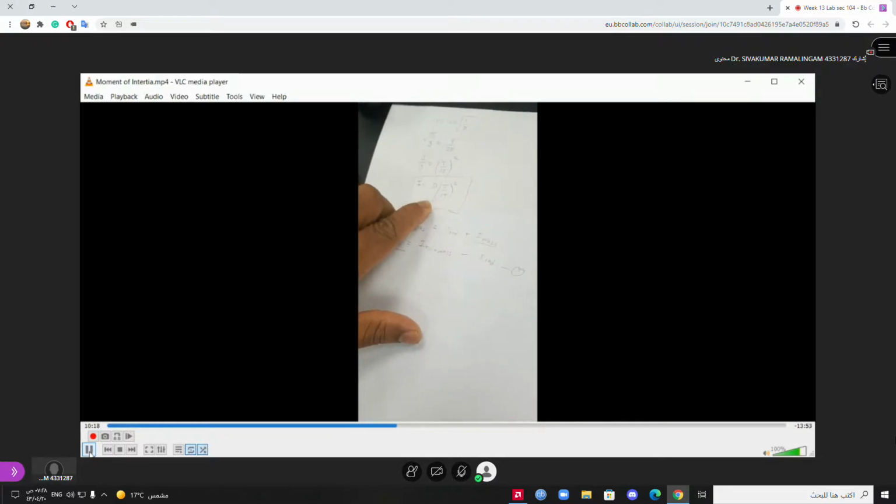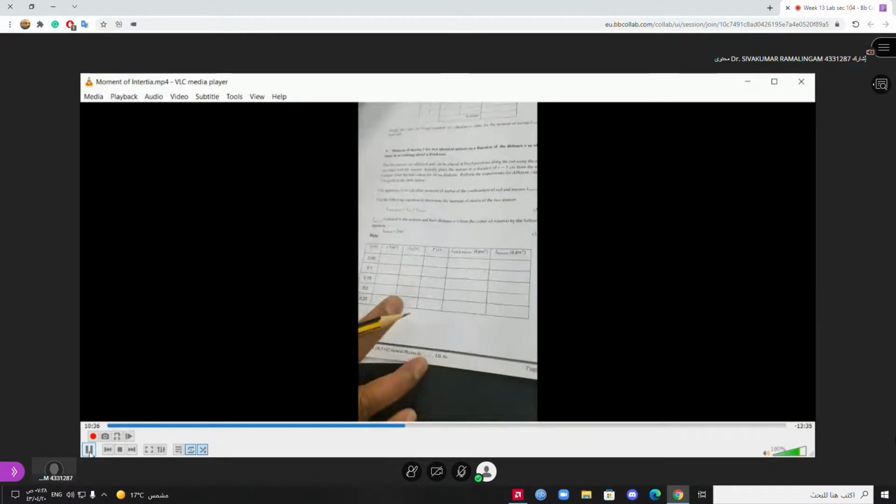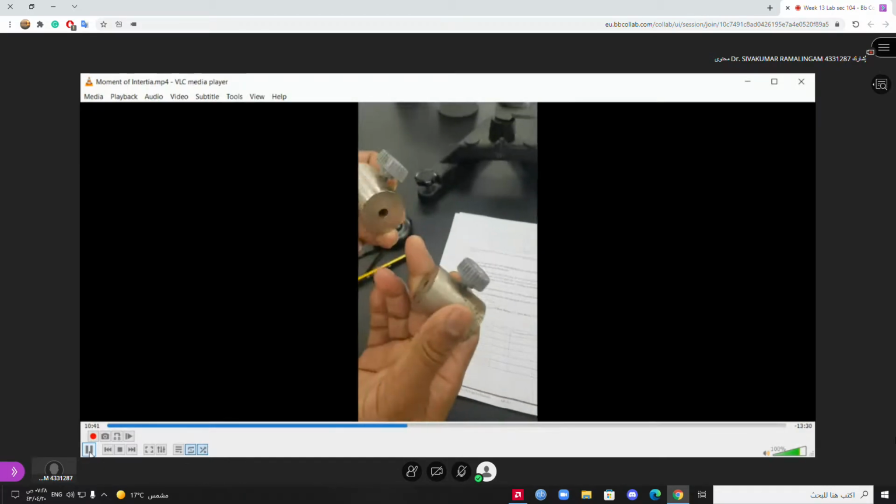Substituting this T in the formula, the other formula we already discussed, if you substitute the T value 2.731 here, I will get the moment of inertia for the rod only. Repeat this calculation for the three values and get the average of these. This average gives you the average I rod.